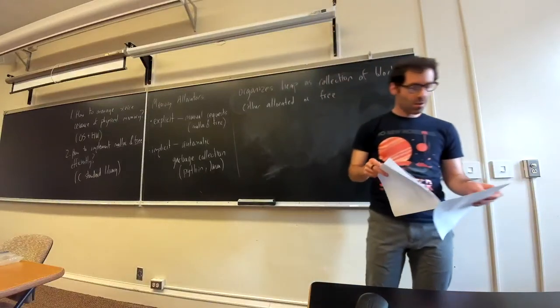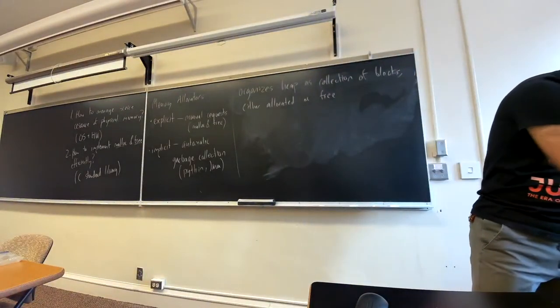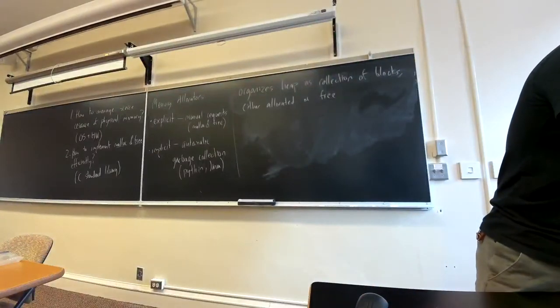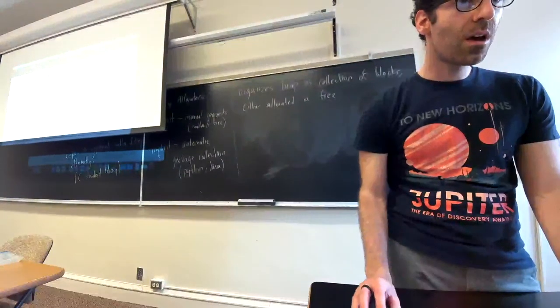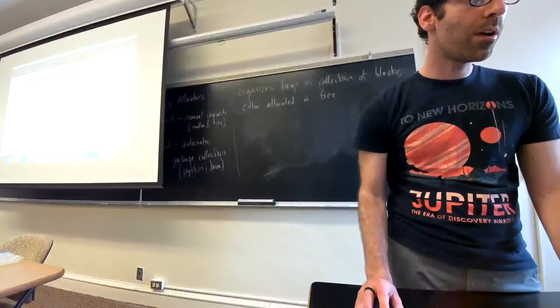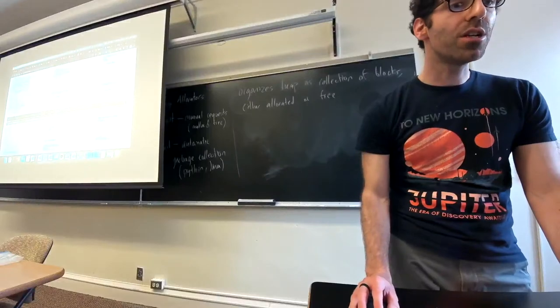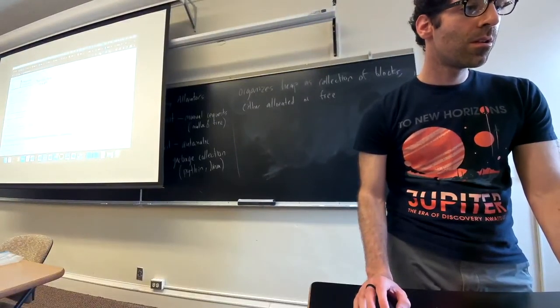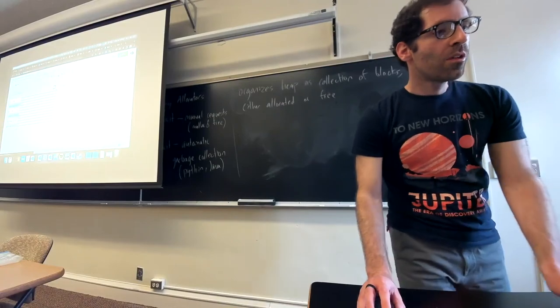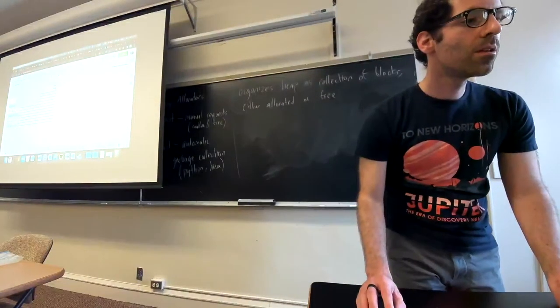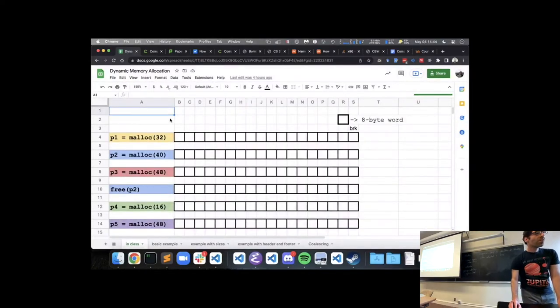So if we look at a simplified version of this that I have as a spreadsheet, let me zoom in. Here's our heap. Currently it does not have anything allocated in it. Each of these cells I'm treating as an 8-byte word.